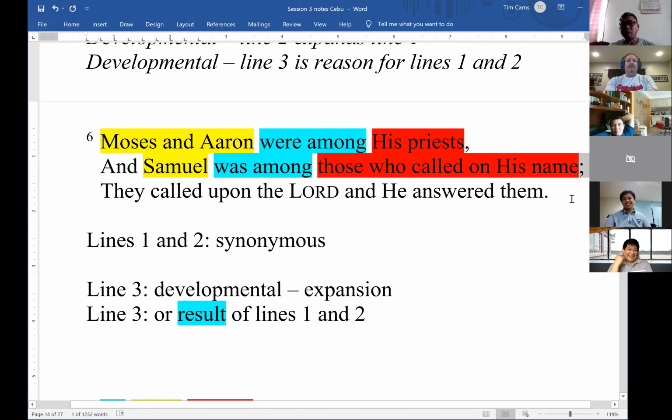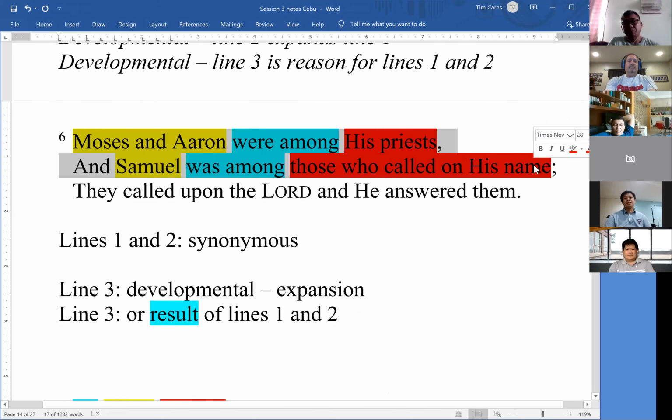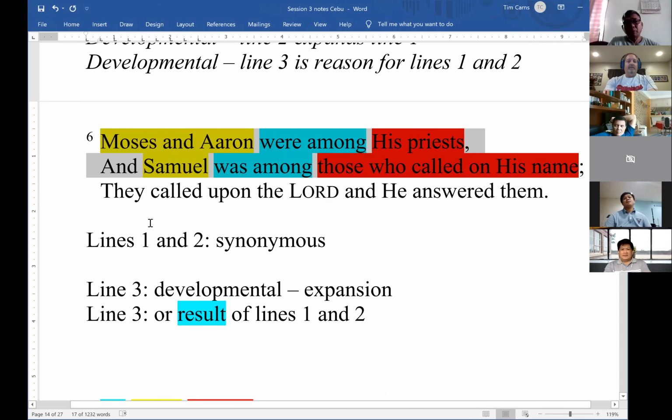Look at where the semicolon is on this verse, verse 6. You guys see that? There, the translators are saying lines 1 and 2 are connected, and we saw that, right? They're synonymous, and line 3 by itself is the result of lines 1 and 2.